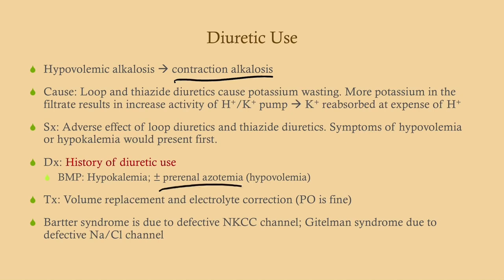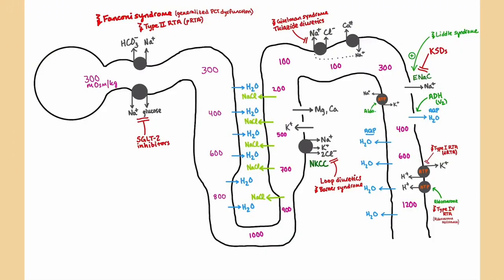There are a couple congenital syndromes. Bartter syndrome, which is due to a defective NKCC channel. And Gitelman syndrome is due to a defective sodium chloride channel, which is on the distal tubule. So this is a little map for you that I made. You can look at this if you want.